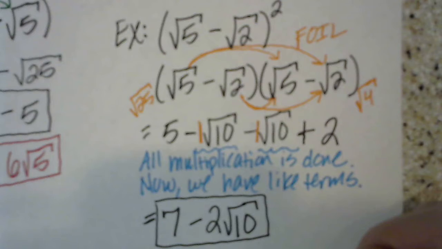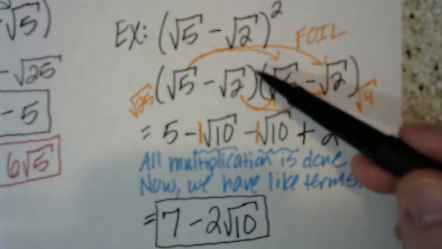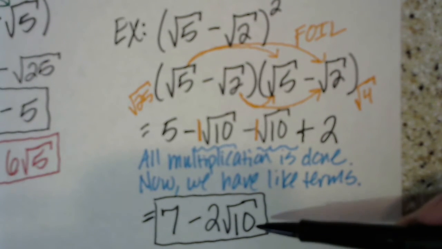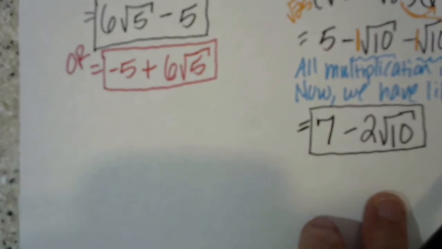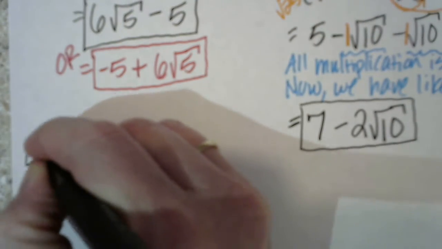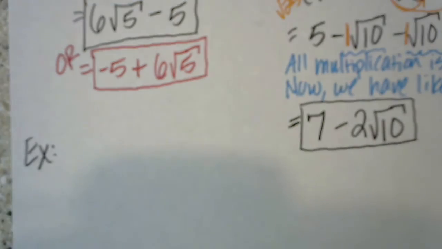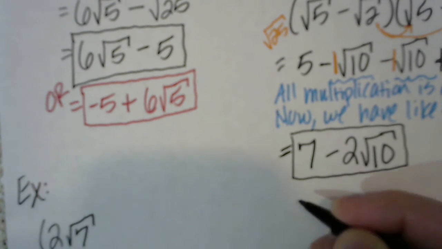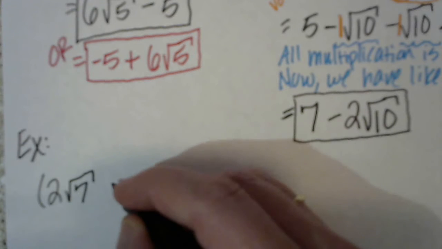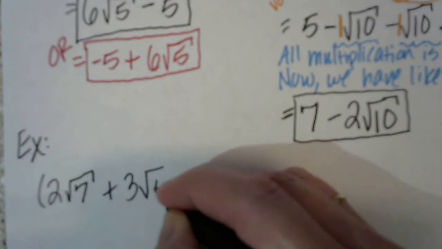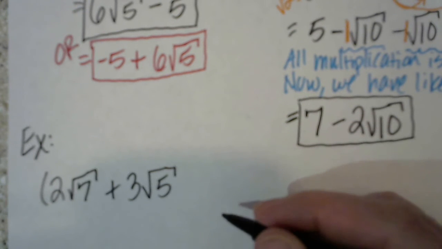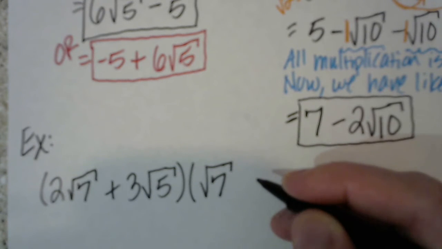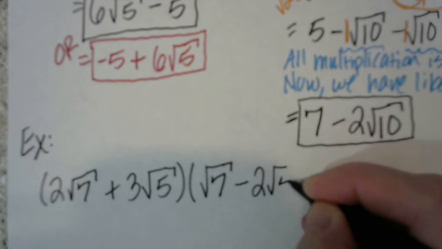So this is why this comes at the end of section 10.4, because you've got to multiply first and then you have to switch gears and add and subtract. Okay, we're going to do one more example like this before we finish this video. This one's going to be a little bit longer. So 2 radical 7 plus 3 radical 5, or square root of 5, I know I say that a lot, times the square root of 7 minus 2 square root of 5.